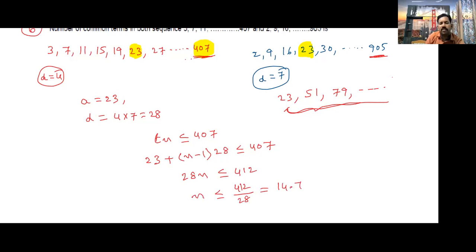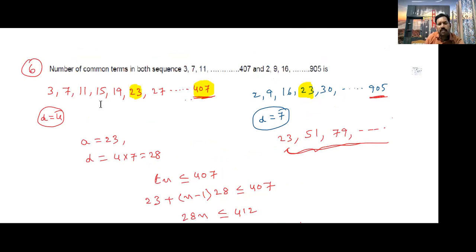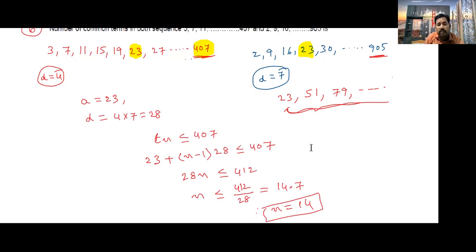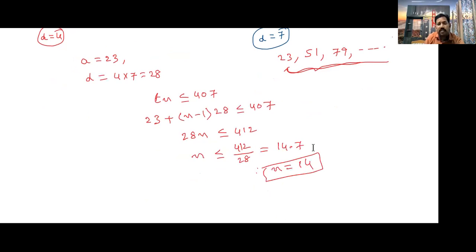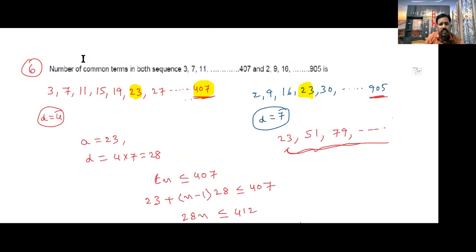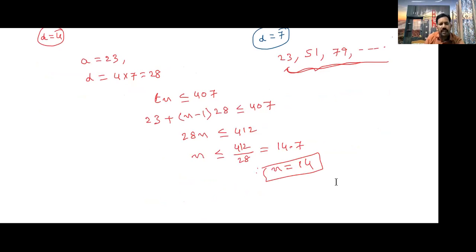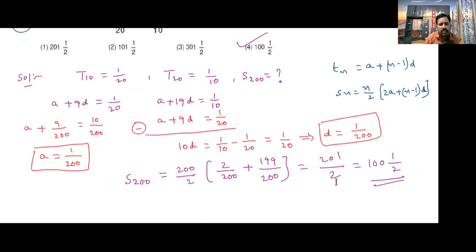14.7. So n is always an integer. So finally, I am taking the n value as 14. So the number of common terms in both the sequences is 14. Students, all of you understood, this model is very, very important. Right, so I'm going to the next question.